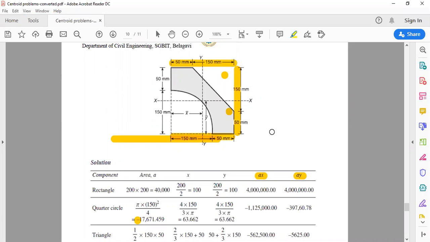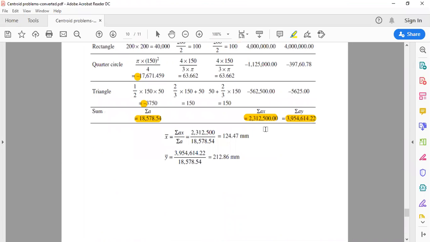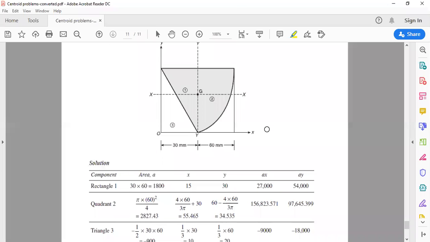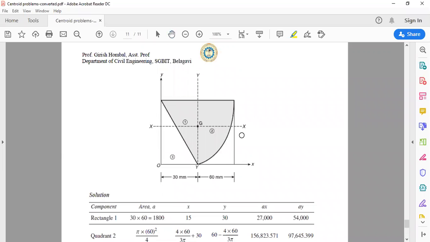Now finally, we will come to a last problem of today's class. Now, this is also a very interesting problem. We should know how to divide the problem. Now, as we can see, I want the CG of only the shaded part. So, first thing is I should divide the given section. Now, how do I divide it?